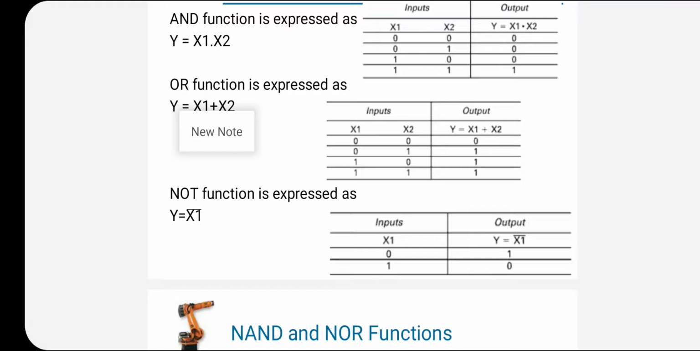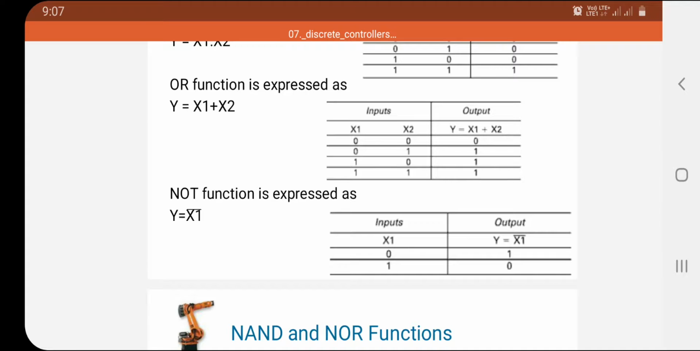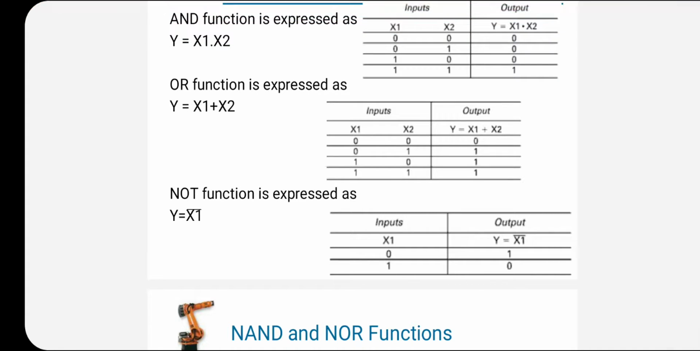So y equal to x1 plus x2. If both x1 and x2 are 0, you will get y equal to 0. But if x1 is 1 and x2 is 0, then you will get y equal to 1. If x1 is 0 and x2 is 1, you will get y equal to 1. If both x1 and x2 are 1, then also you will get y equal to 1. And this is the expression of OR function.